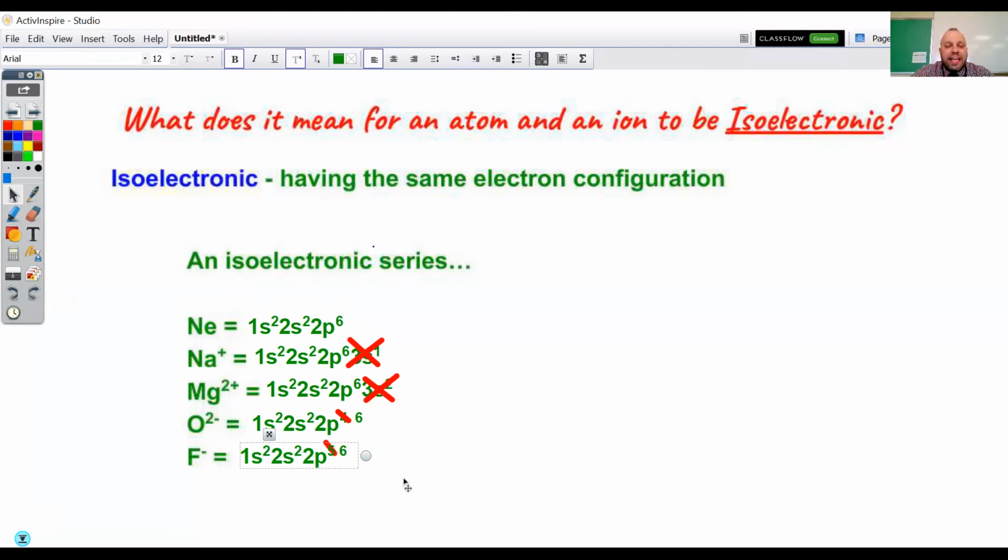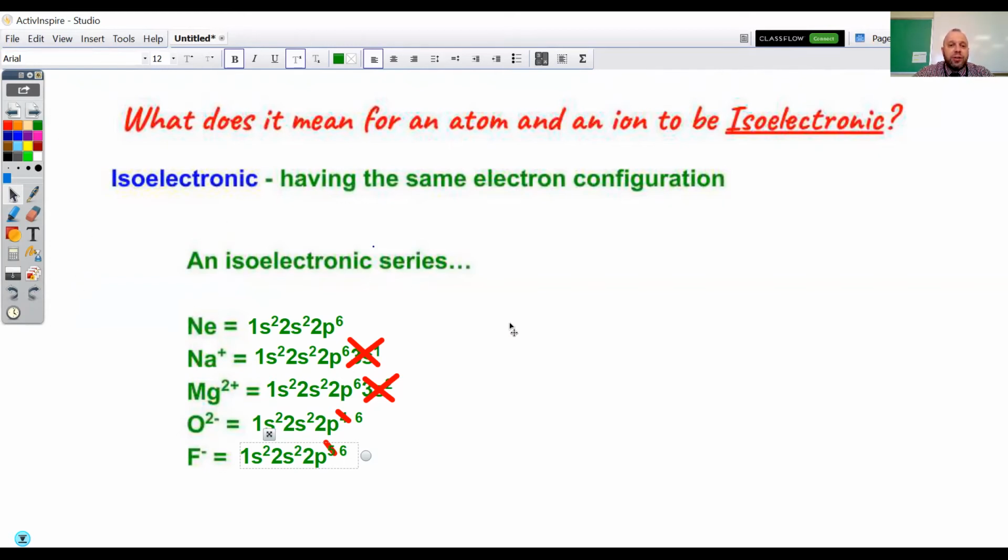Here's the thing. Even though they all have the same electron configuration, they all have different numbers of protons, so they don't become neon. It just means that they have the same electron configuration as neon. They have the same number of electrons as neon does, but they don't have the same number of protons, and they don't have the same properties as neon does.